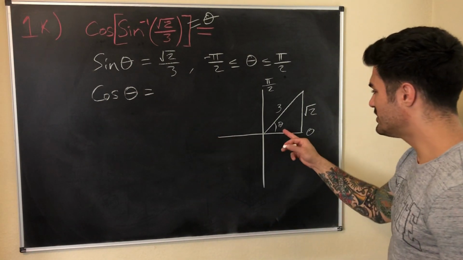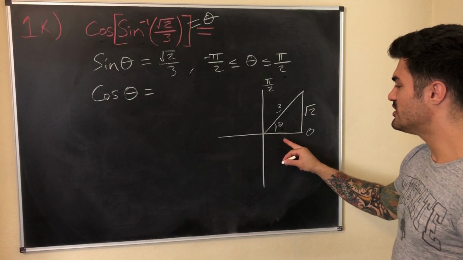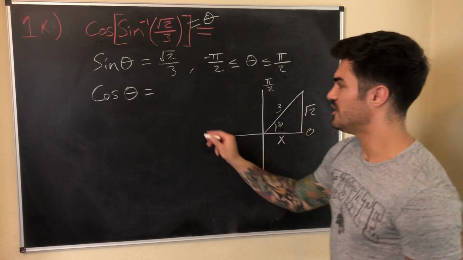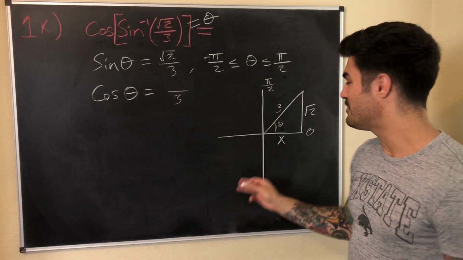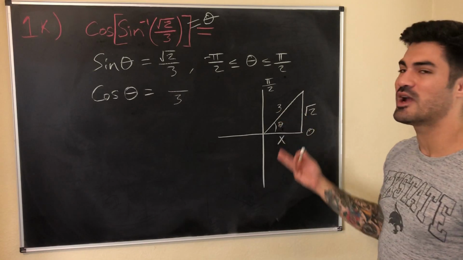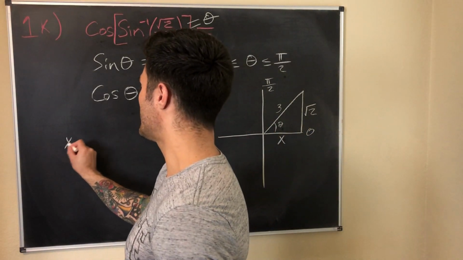So really, if we're going to take the cosine of this angle, that's going to end up being whatever this adjacent side is, I'll call it x, over the hypotenuse, which is 3. So whatever this answer is for cosine theta, it's going to be something over 3. We just need to find out what x is, and we can find that using the Pythagorean theorem, right? We have two sides of a right triangle. We can find the third using the Pythagorean theorem, so let's go and do that off to the side here.